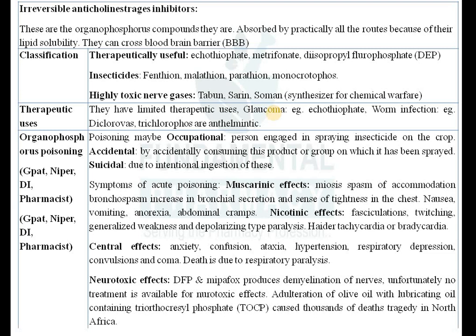Now these are the irreversible inhibitors, and I have already told you that irreversible inhibitors of acetylcholinesterase are organophosphorus compounds or pesticides. Whatever pesticides there are, they are irreversible inhibitors of acetylcholinesterase. Once they bind at the esteratic site, they inhibit the enzyme, and the enzyme-drug complex will not dissociate easily. That's why they are irreversible inhibitors. So these are the organophosphorus compounds.